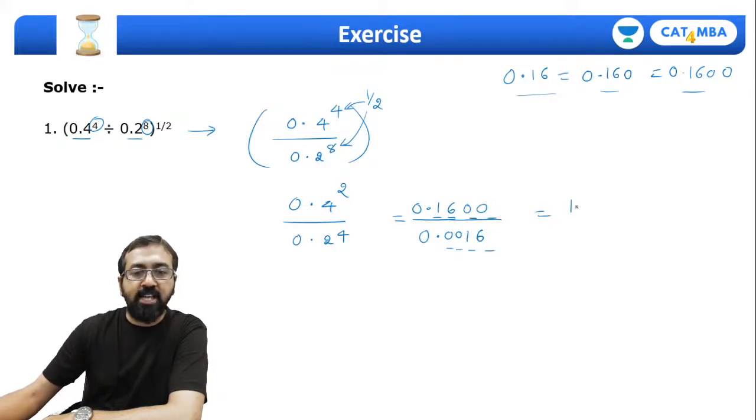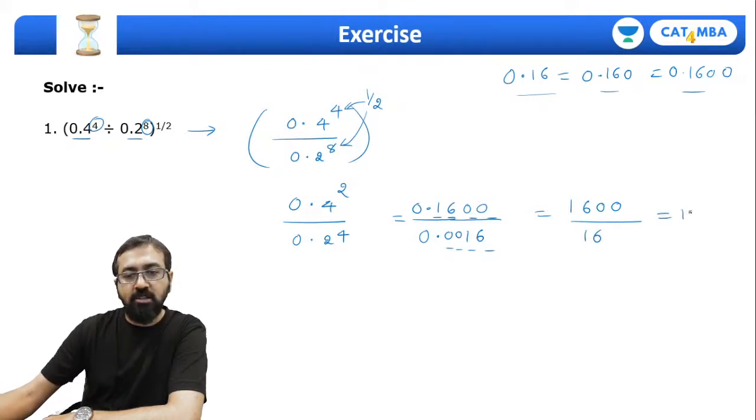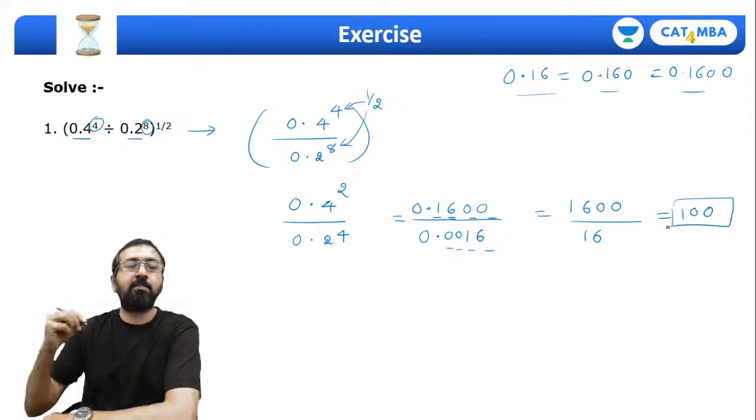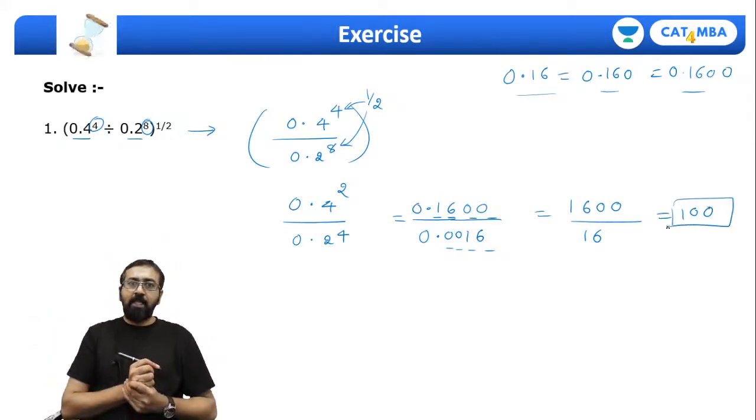Now we can straight away eliminate the decimal. So the numerator will be 1600, the denominator will be 0016, that is 16. So the answer will be 100. As simple as that, right? Yes, so I'm assuming that all of you would have understood this.